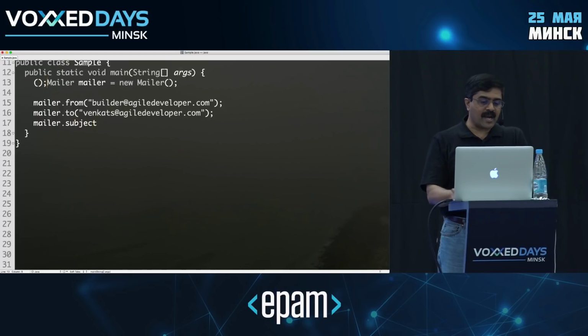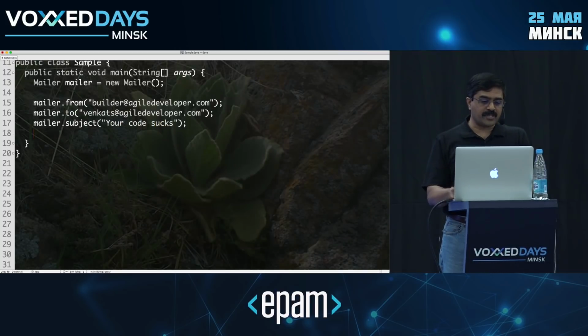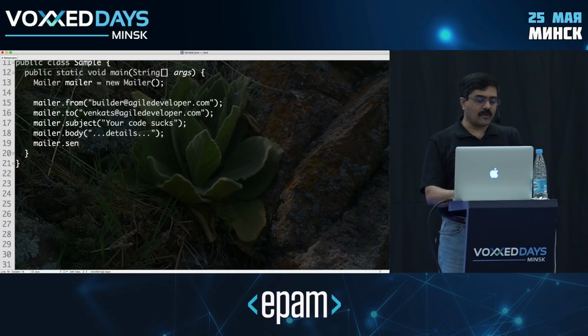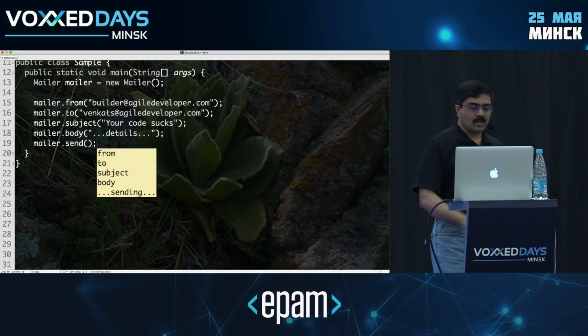This is a subject. I get an email every single day from my build system. It politely tells me, or impolitely tells me, your code sucks. And then it, of course, tells me not just the detail about it sucks, but it also tells me how it actually sucks today as well. So there is a little bit more details about how my code sucks today. And then, of course, finally, a send method to invoke it.